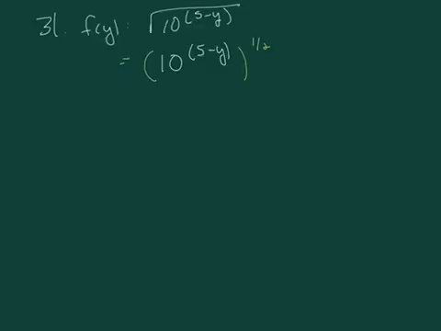Now, there's a lot of chain rule going on here. We have the outside function, which is this 1/2 power here. And then we have an inside function, which is an exponential. And then a very inside function, which is 5 minus y. So we have to use the chain rule on all of them.